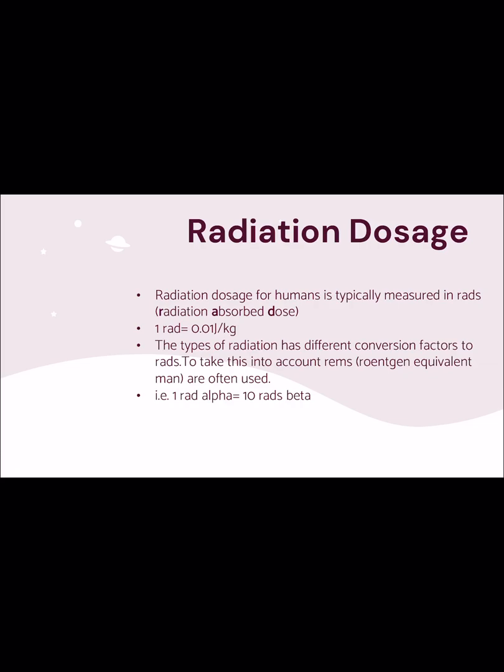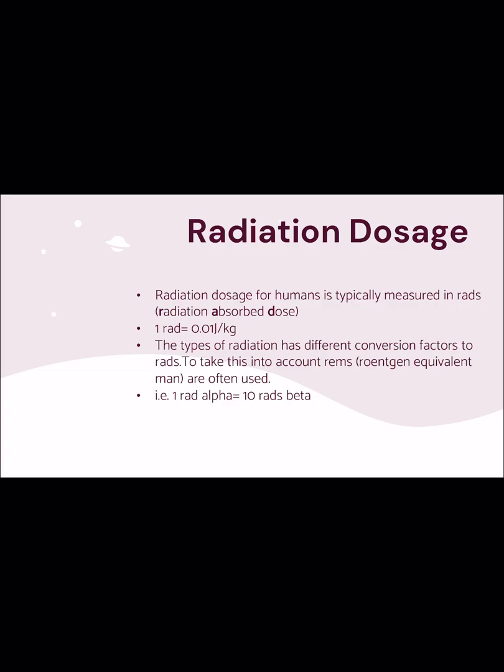And the types of radiation have different conversions to rads. We're not going to go into detail about this. There's a little bit more detail in your book if you want to look at it. But in order to take this into account, one analogy that they use in the book is that alpha radiation is kind of like little arrows, and beta radiation is like arrows but with suction cups on the end, right? You could have the same number of arrows, but the impact of those are going to be quite different.